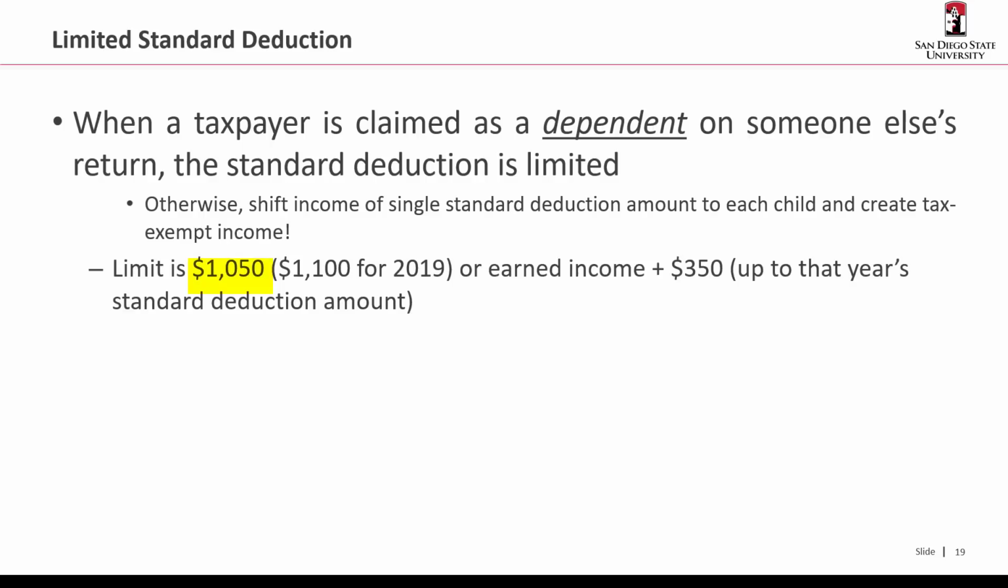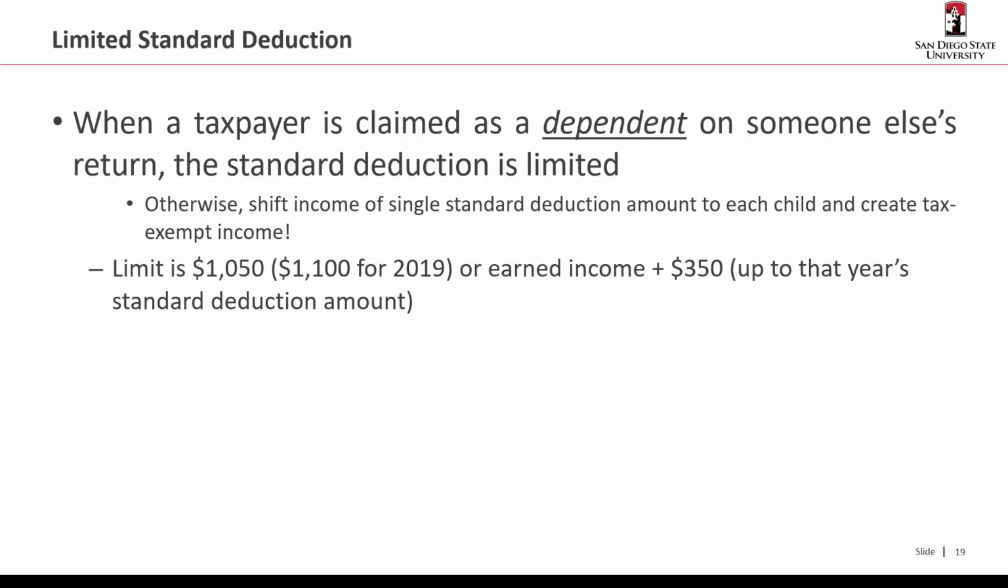So the limit gets reduced to $1,050. That's up to $1,100 for 2019. Or earned income plus $350, up to whatever that year's standard deduction amount would be. So I have a feeling we probably will do an example of this in class because we're going to run into it in the kiddie tax as well.